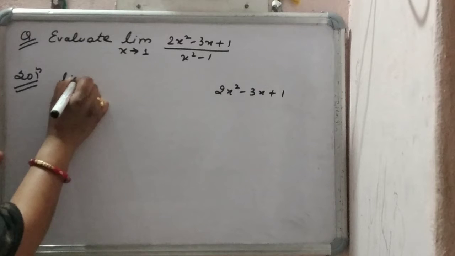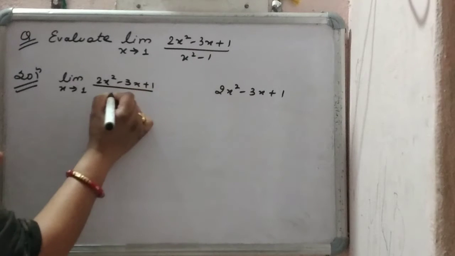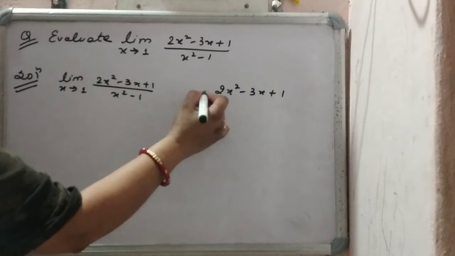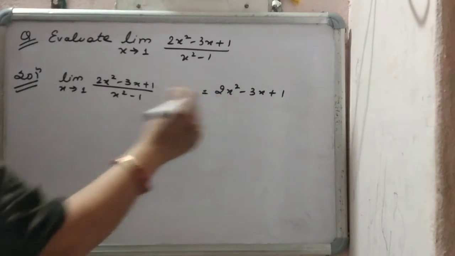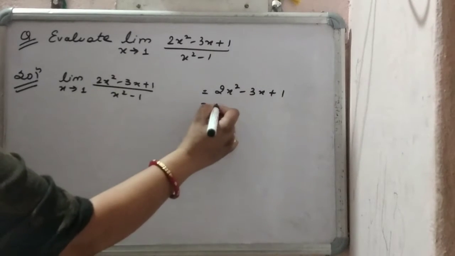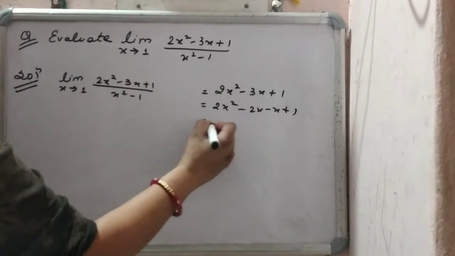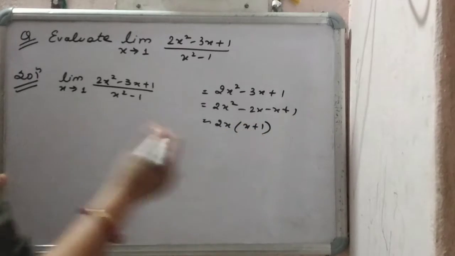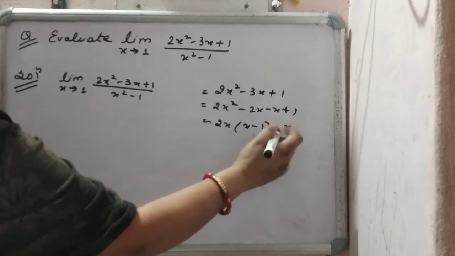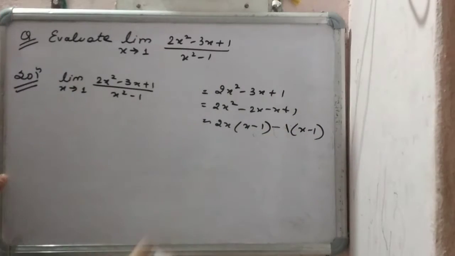Just to write down, first of all, limit x tends to 1, 2x square minus 3x plus 1 upon x square minus 1. First of all we can factorize the upper one, the numerator part. You can see 2x square minus 3x plus 1. Separately you can factorize that one. When you factorize by splitting the middle term, you will get 2x square minus 2x minus x plus 1. Then you will take the common 2x here, x minus 1, and here minus 1, x minus 1, and you can take x minus 1 common like this.